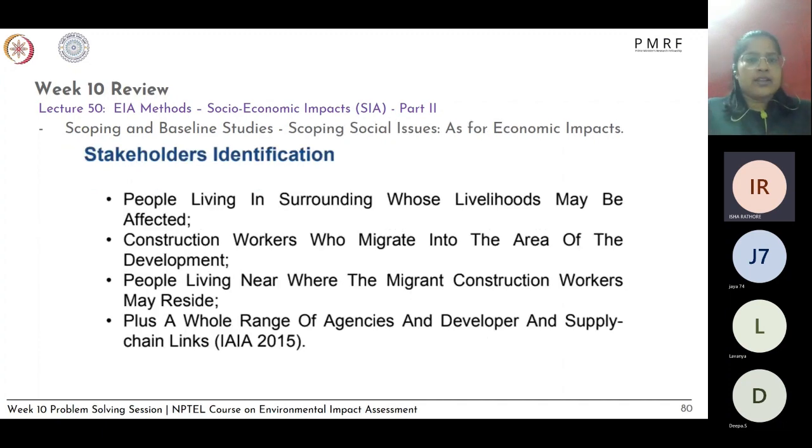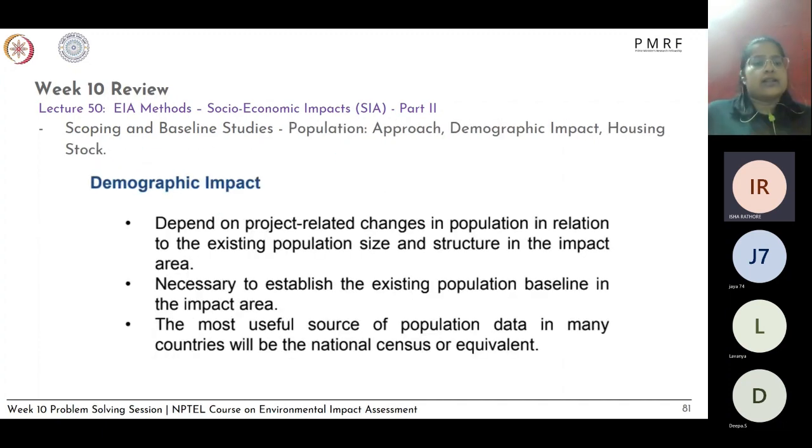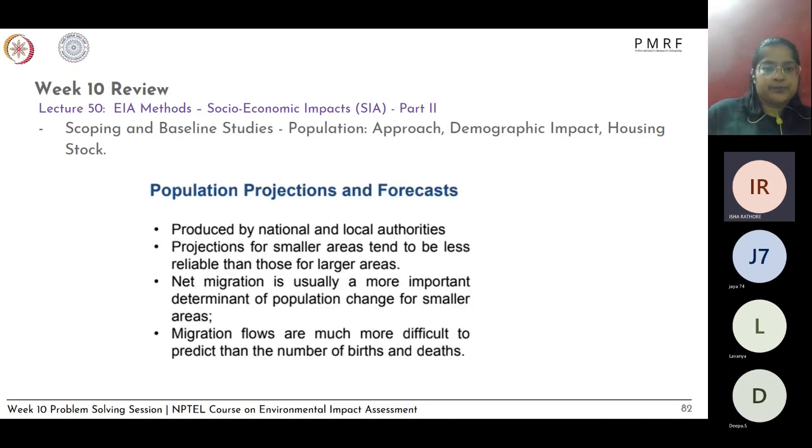And okay, then we also looked at the demographic impact, which is the dependence on project-related changes in population with relation to the existing population size and the structure in the impact area. And we also looked at what necessary actions are taken to establish the existing population baseline in the impact area, and the most useful source of population data is the national census. So you can use the national census for doing a demographic analysis of the population and the changes in the population because of the new development project.